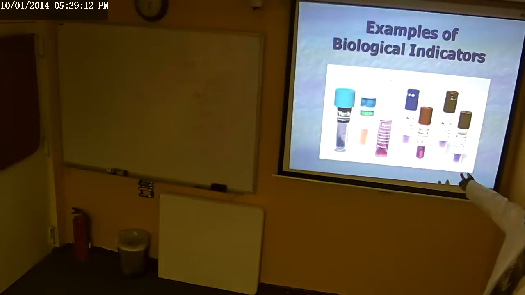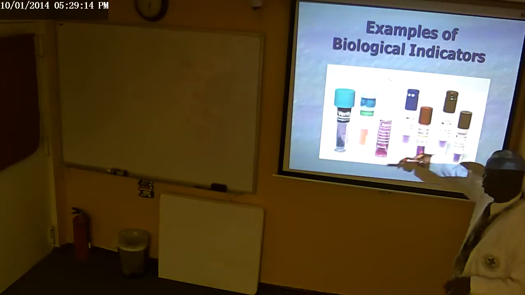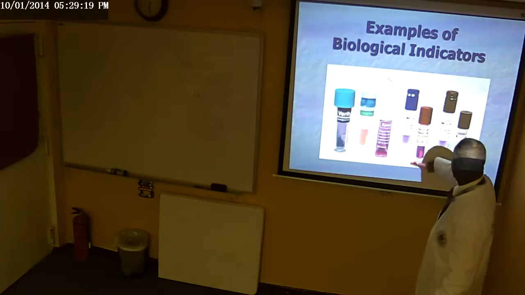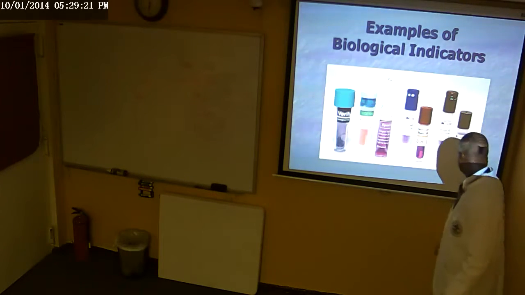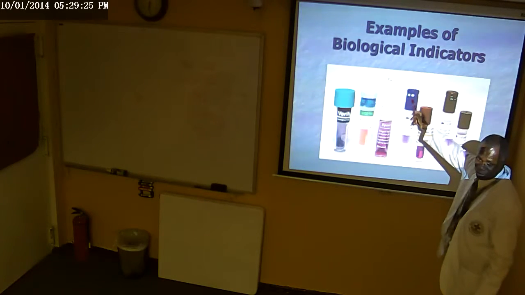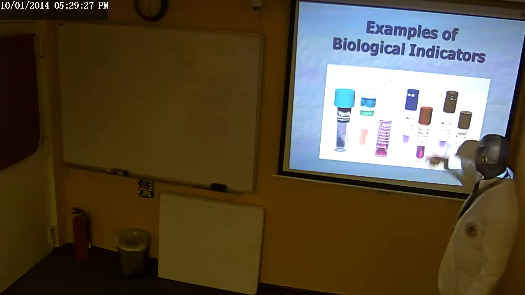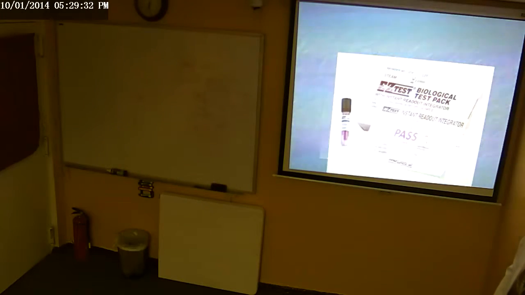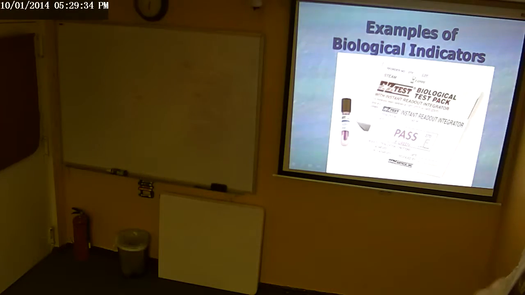These are examples from different companies. This is Verify, Getinge, Sporicidin. This is 3M. I use 3M. We have the blue tab, and this is for gravity sterilization, and the brown tab is for high vac. These are all some of the tests.